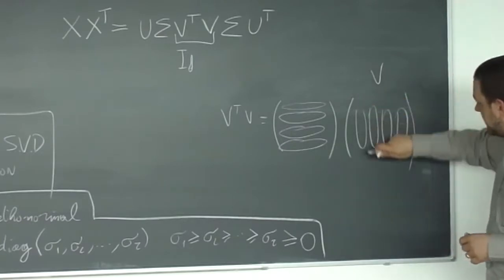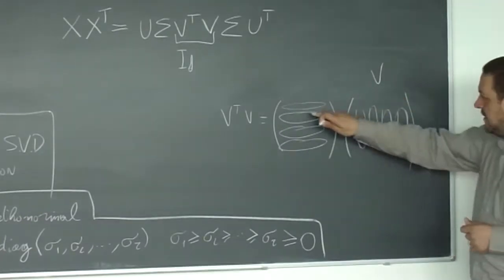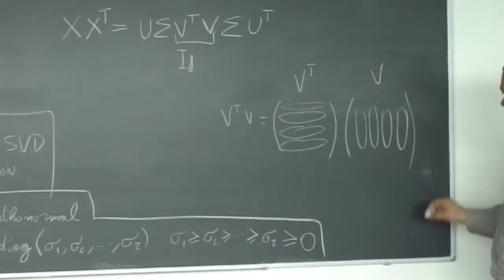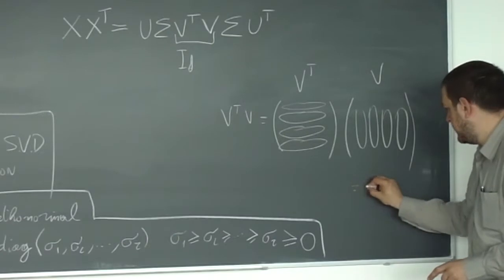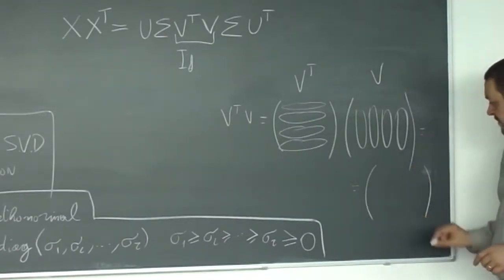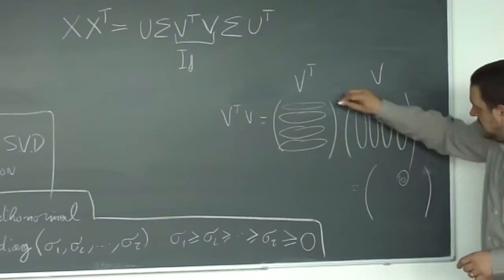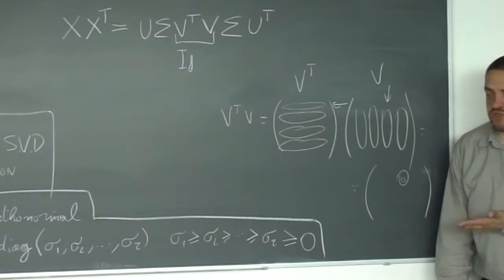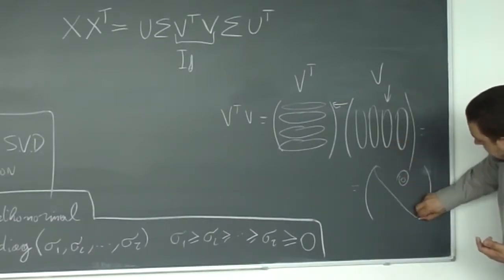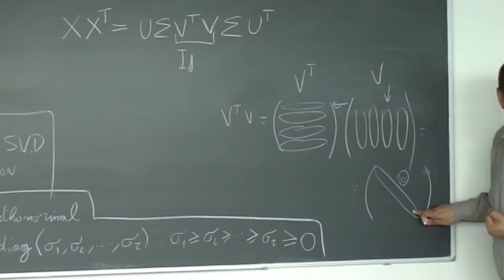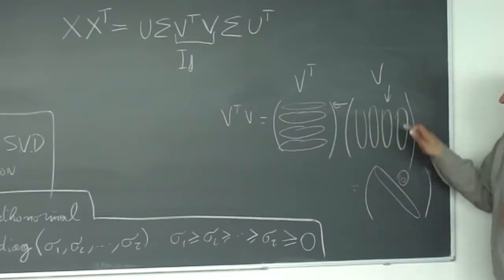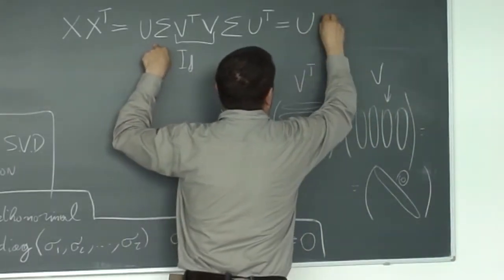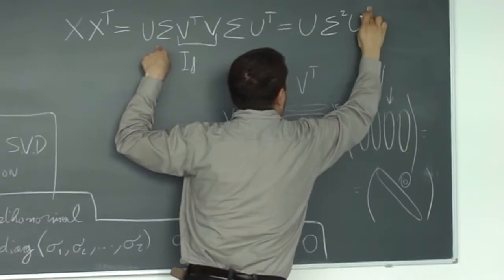So if you consider these as the columns of V, the columns become the rows of V transpose, then the generic element of the product is given by the product of one of these rows by one of these columns, which is always 0 unless the index of the row is equal to the index of the column, and then we have 1. So the product of V transpose V is the identity. So this becomes U sigma square U transpose.